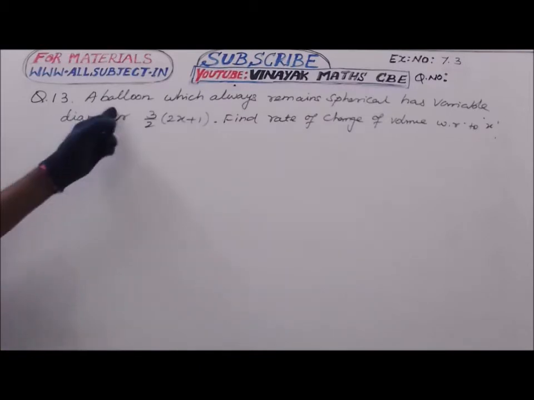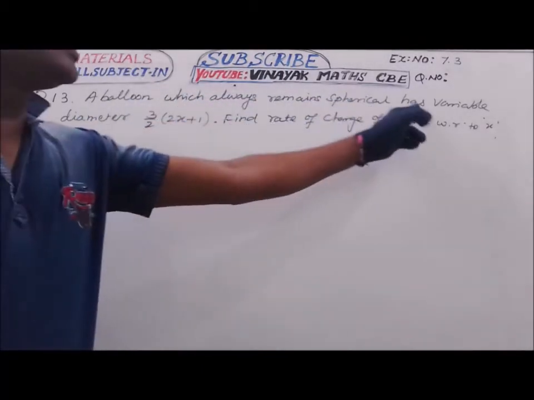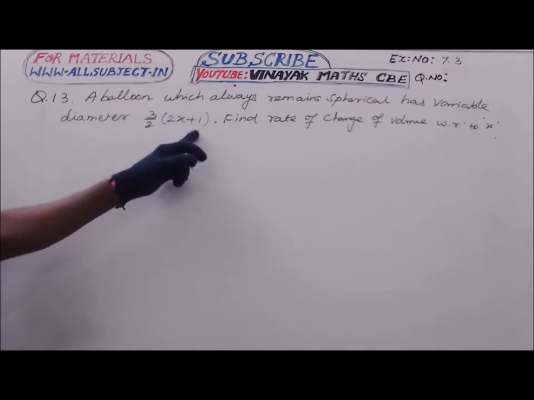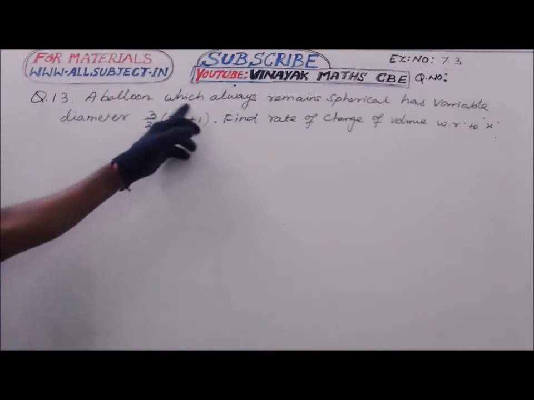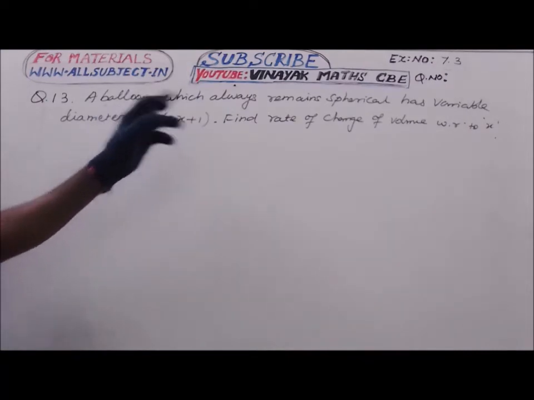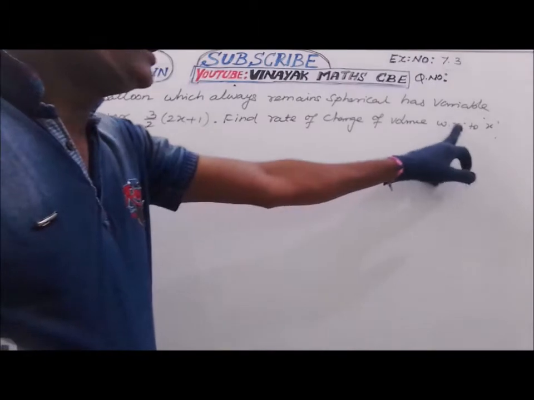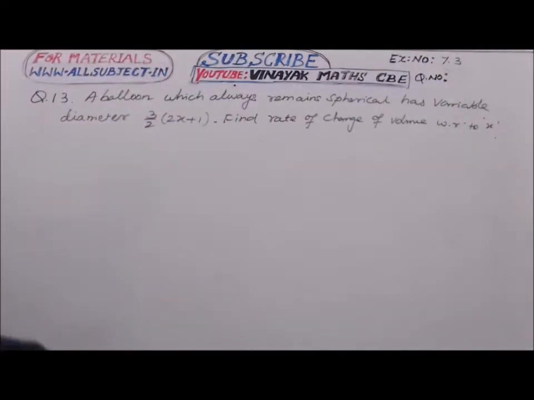Question 13. A balloon which always remains spherical has a variable diameter 3/2 into (2x plus 1). The diameter value is given in a variable, that is known as variable diameter. Find the rate of change of volume with respect to x.